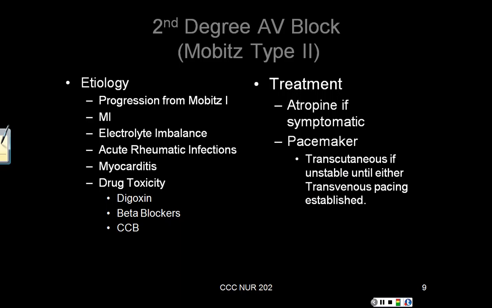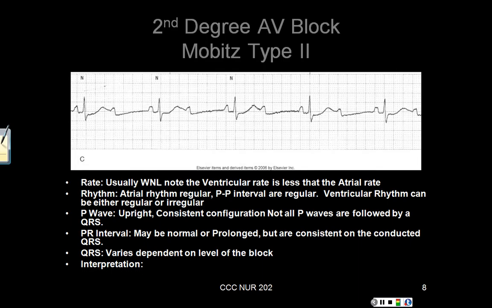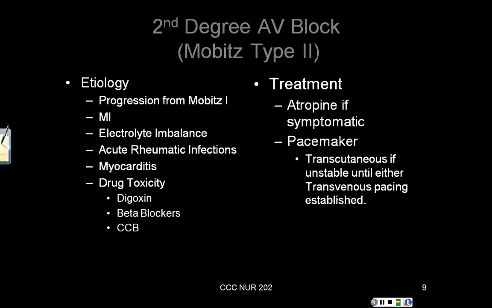Treatment, though, is different here because typically, as you saw in this rhythm strip, the ventricular rate is slow. In this particular strip, we're probably looking somewhere between 45 and 50 beats per minute. This may not be enough cardiac output to sustain the metabolic needs of this patient.